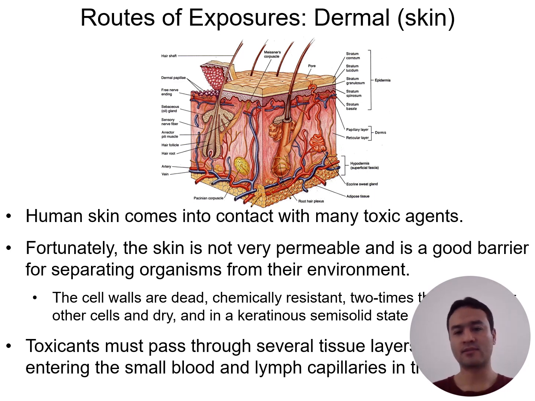Okay, the next common route of exposure is skin. Of course our skin is commonly exposed to many kinds of toxic agents. It says here, fortunately, the skin is not very permeable and is a good barrier for separating organisms from their environment, because the cells are dead, they are resistant, and they are dry. So all these toxicants are hard to pass through the skin. So skin acts as a barrier from the toxicant.